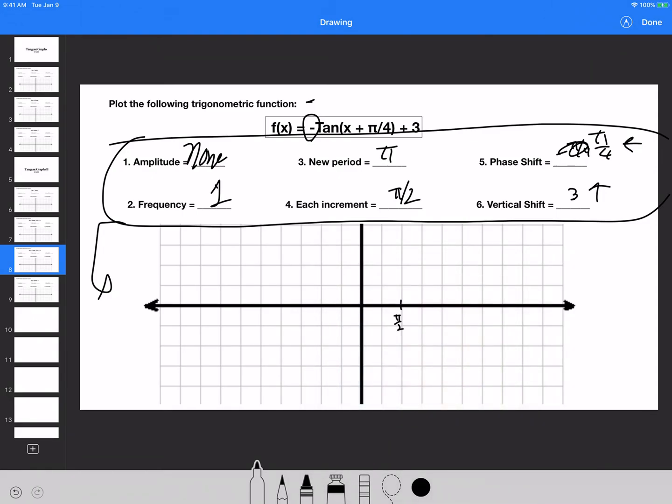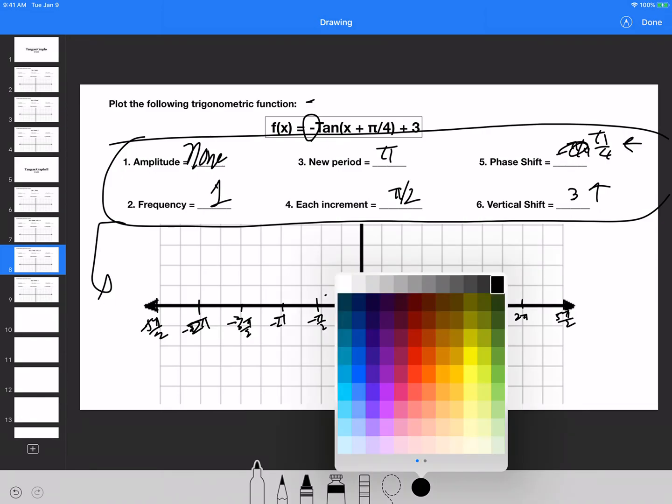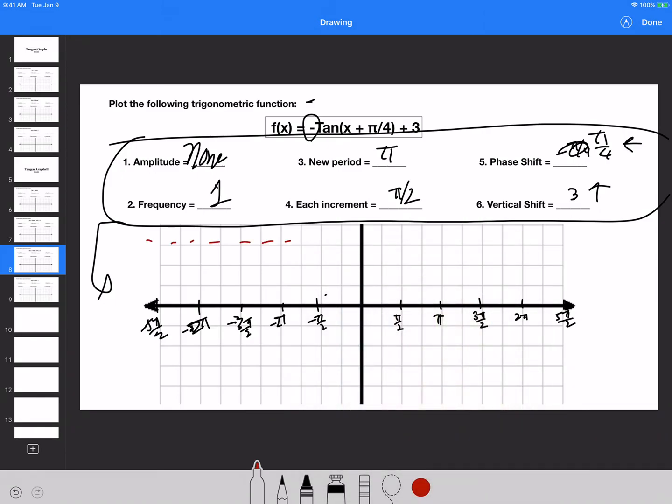Okay, first I'm going to label the x marks: pi, 3 pi over 2, 2 pi, and then 5 pi over 2. Negative pi over 2, negative pi, negative 3 pi over 2, negative 2 pi, negative 5 pi over 2. Okay, and then my vertical shift is 3 units upwards, so that's where my midpoint's going to be. And my phase shift is pi over 4 units to the left, which means it's this one right here. So that's where my starting midpoint is going to be.